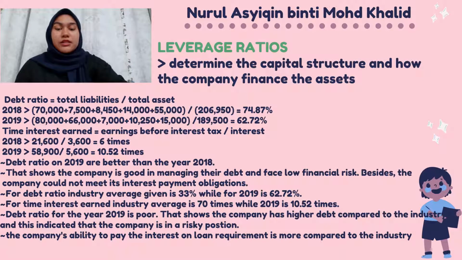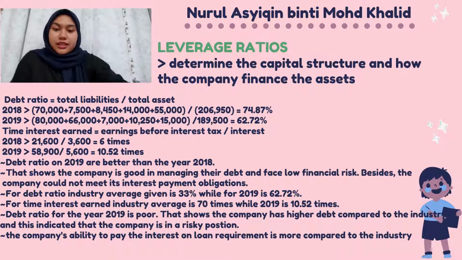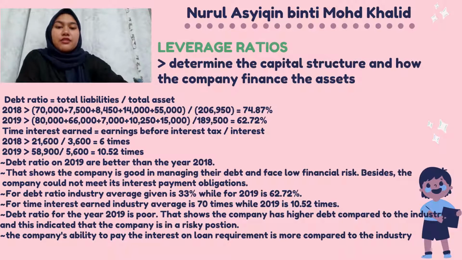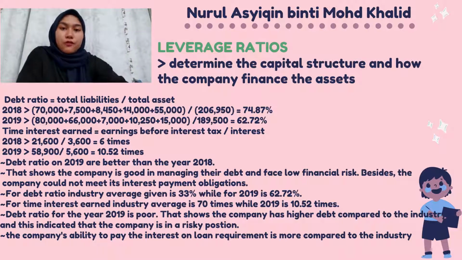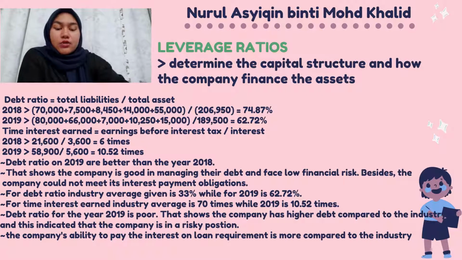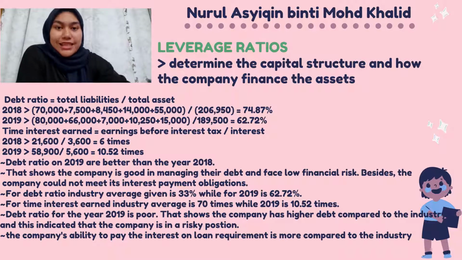Total liabilities divided by total assets equals the debt ratio. For 2018, total liabilities 70,000 plus 7,500 plus 8,450 plus 14,000 plus 55,000, divided by total assets of 206,950, equals 74.87%.